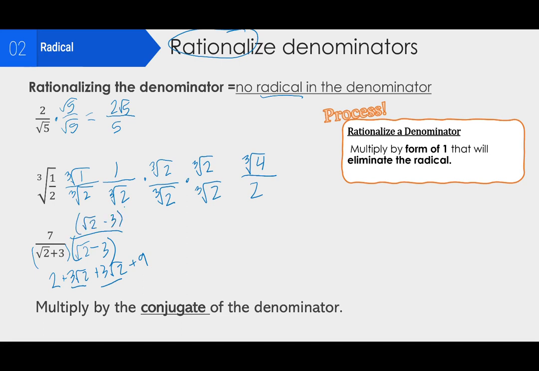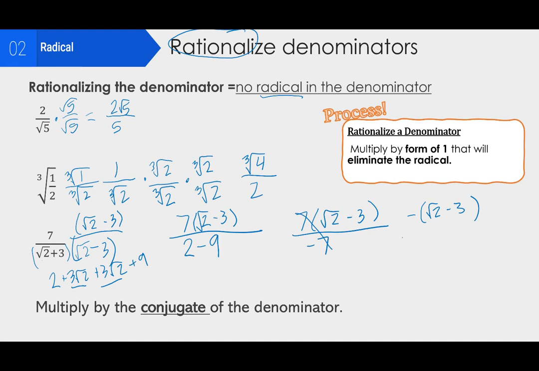Let's go ahead and finish this problem. On top, I'm just going to leave that factored out for now. We can simplify it later if we need to. On the bottom, square root of 2 times square root of 2 is 2. My middle terms cancel out. And the last two terms are plus 3 times negative 3, so negative 9. Oh, this is going to be nice. I should have gotten that 7 out there. 7 divided by negative 7 is negative 1. So I have negative square root of 2 minus 3. The 7's are gone. If you distribute that in, you get negative square root of 2 plus 3.